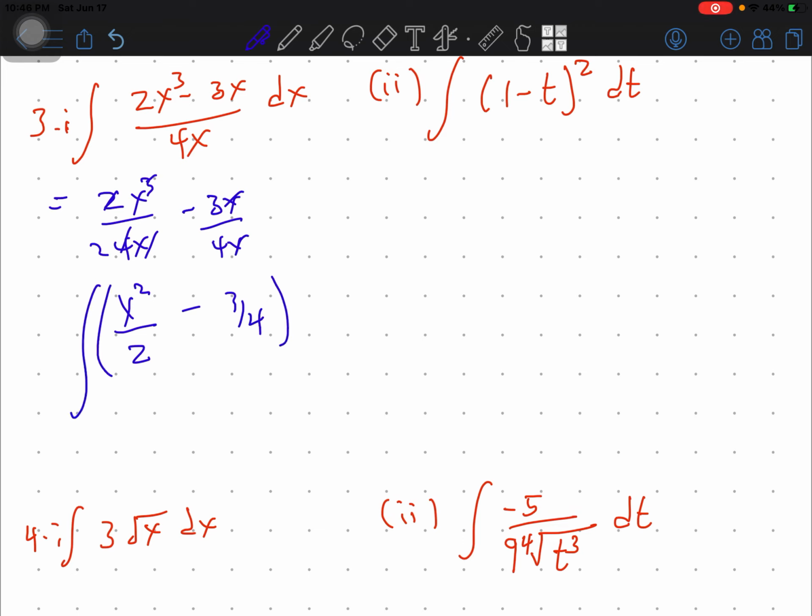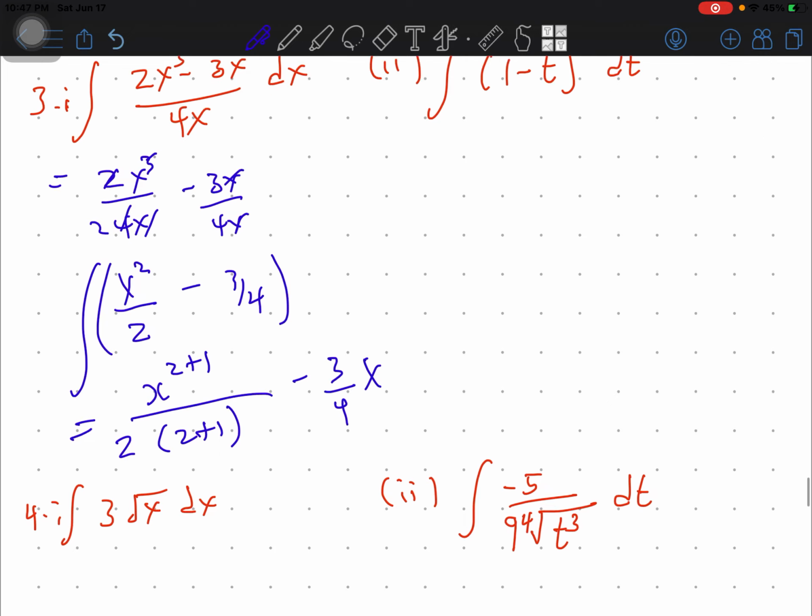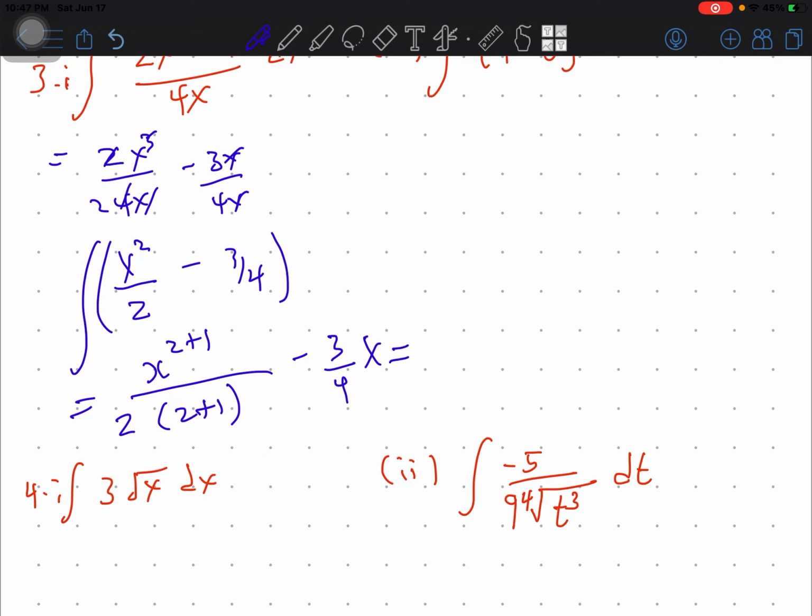Finding the integral of this, we are going to get x to the power 2 plus 1, since the 2 is there already, over 2 plus 1, minus the integration of a constant, and then you attach the x to it. At the end we are going to get x power 3 over 2 times 3, which is 6, minus 3 over 4x plus c. So don't forget that. So that's our final answer.